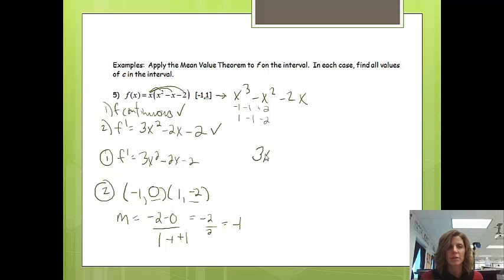So the next thing I'm going to do is take the derivative and set it equal to the slope. And now from here, it's just a solving for x problem. The first thing I'm going to do is make this equal 0. So I'll get 3x squared minus 2x minus 1 equals 0. And then I notice that I can factor it. It's a trinomial. I'm going to use the magic number trick. Hopefully you're somewhat familiar with this.